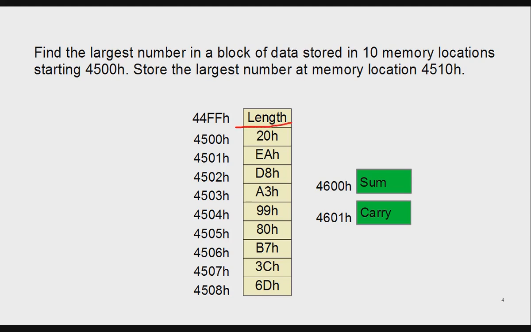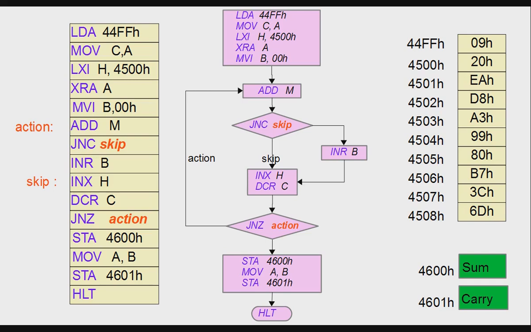A sample data is shown. The length we have to pick from this location 44FF. Remember, the data starts from the very next location onwards. That can be any length, so whatever the length is, we have to handle it. So we'll have to use a looping program here. The sum will be stored at 4600 and 4601 will store the carry.